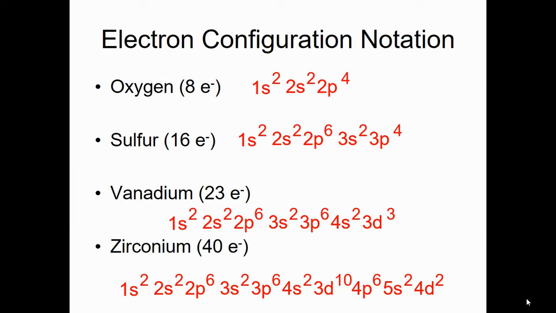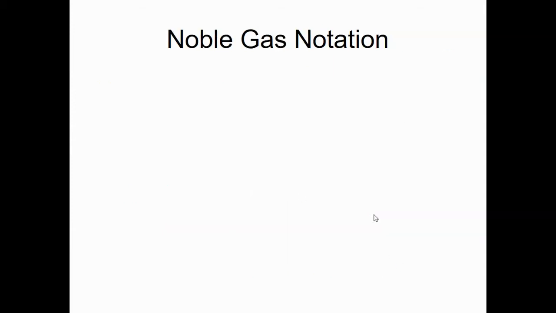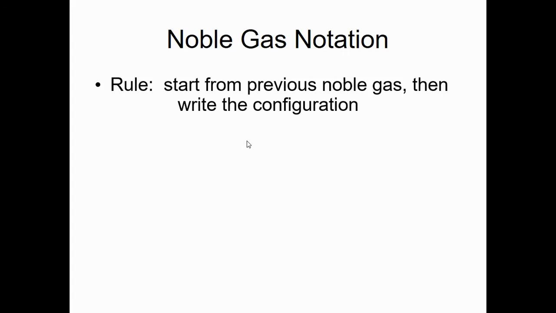It takes a really long time to write all of these things. So there is a way to write a shortcut, and that's what we're going to learn right now. It's called noble gas configuration, or noble gas notation. They're both synonymous. So what you do for noble gas notation is that you start from the previous noble gas and then you write that configuration.